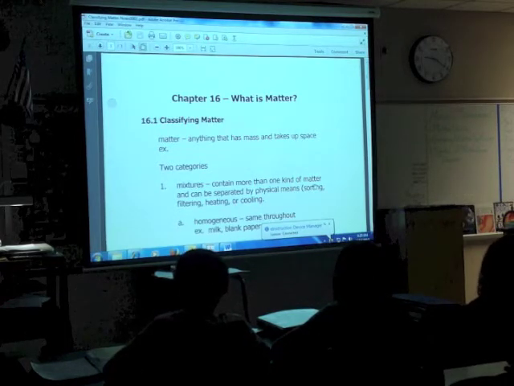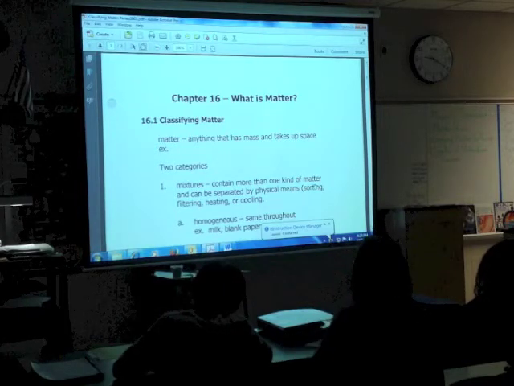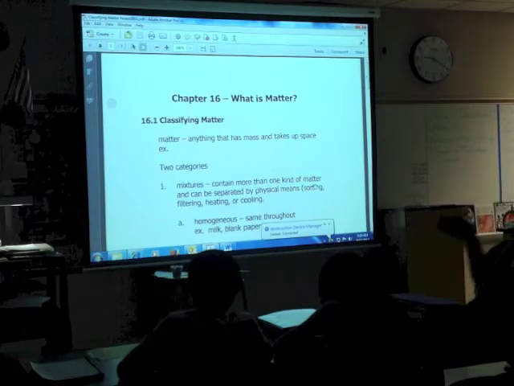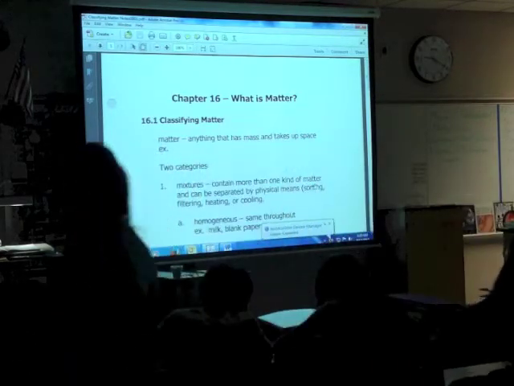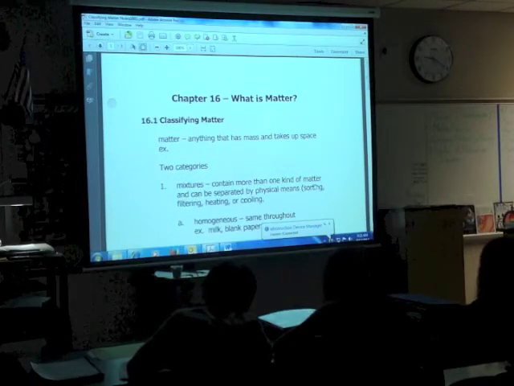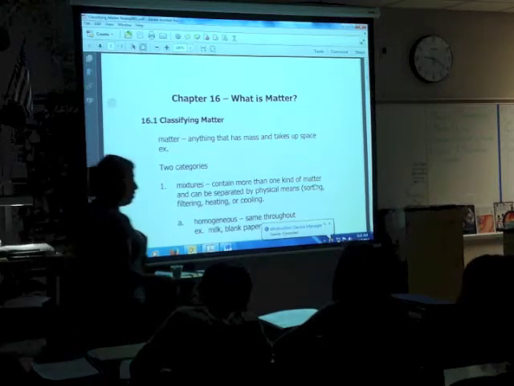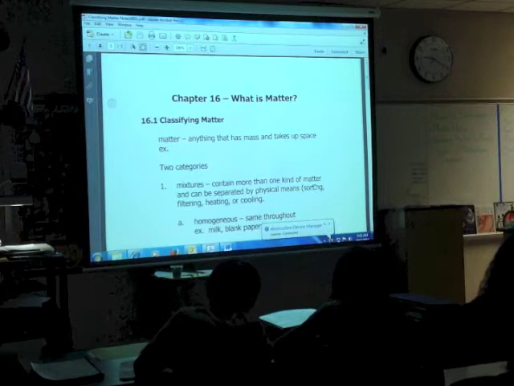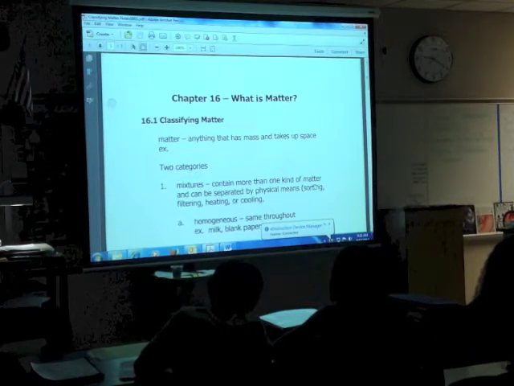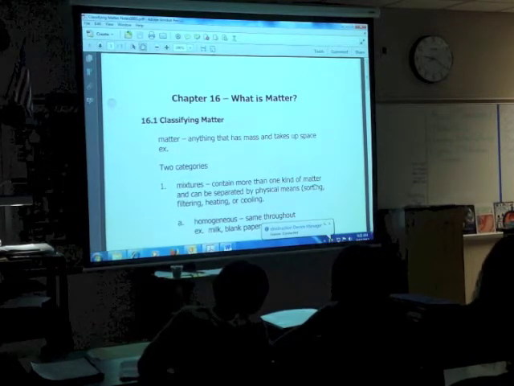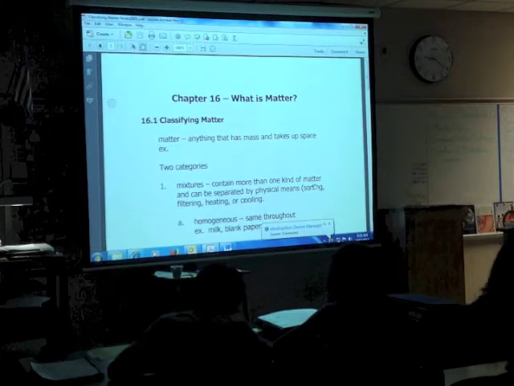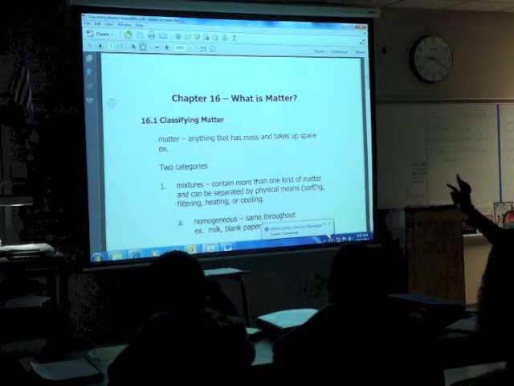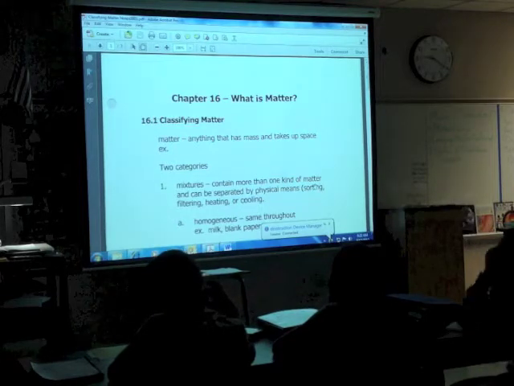Very good. Anything that has mass and takes up space. Okay? So, yesterday we did an activity where you looked at examples that were matter and examples that were not matter. Remember that? Okay, Maria, could you give me an example of matter? Anything that's matter. An actual example. An eraser. Okay, an eraser.